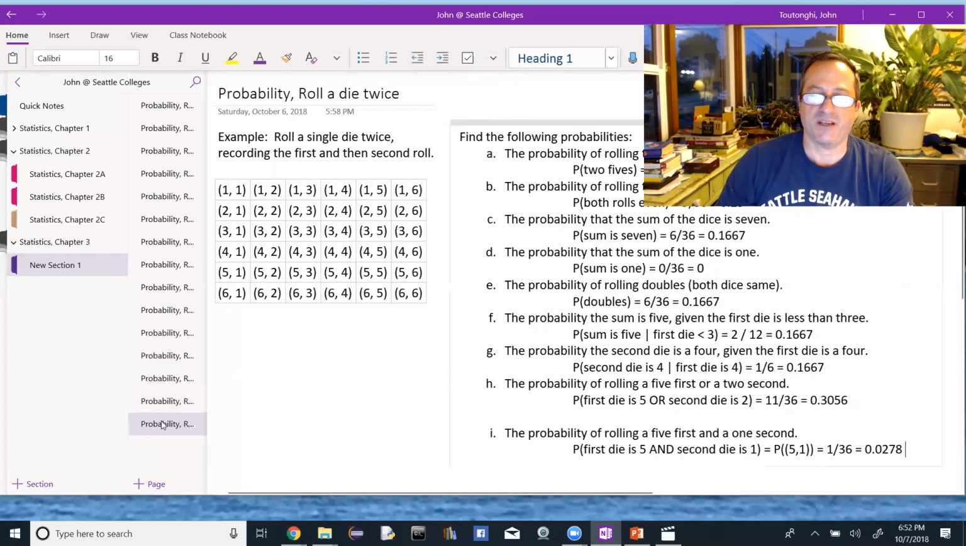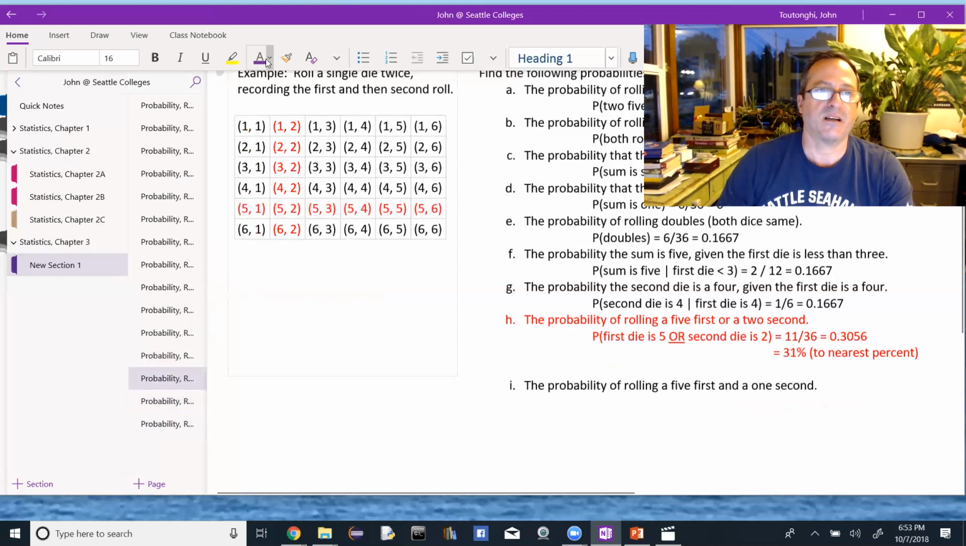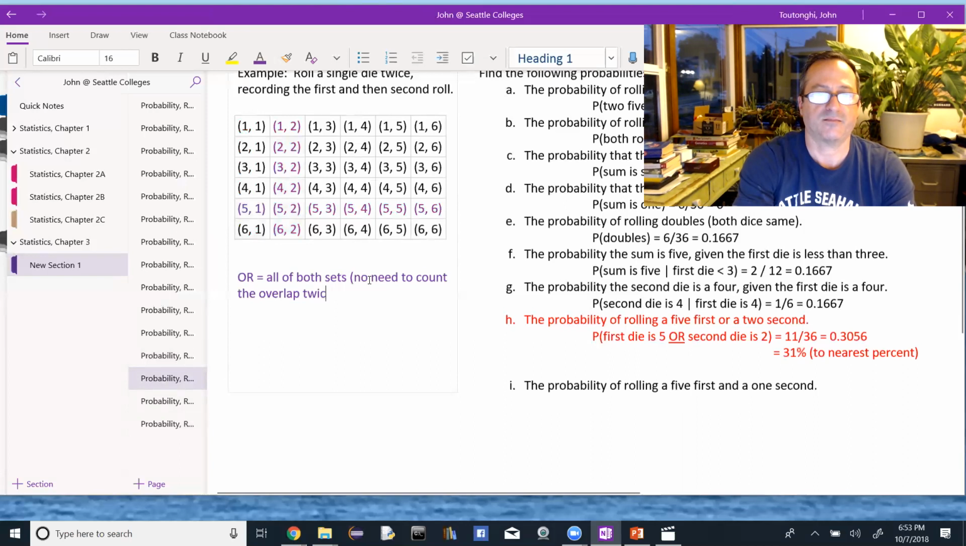I'm going to go back and do the same thing with the or. So the and means only the overlap. The or means all of both. So or means all of both sets. So in this example, we would have all of the ones where the 5 is first, along with all of the ones where the 2 is first, and then I'll just put here in parentheses, no need to count the middle, the overlap, twice. So if you don't count the overlap twice, then you don't have to subtract it off.